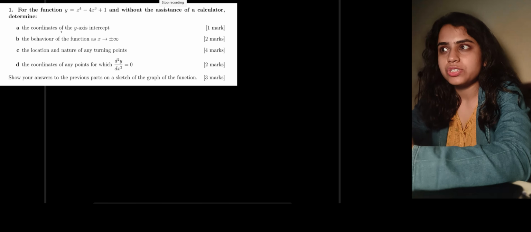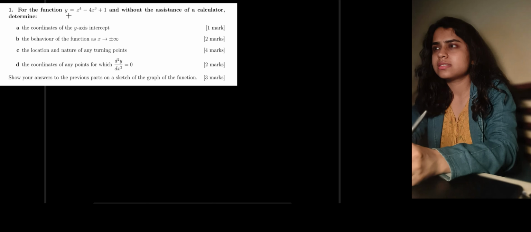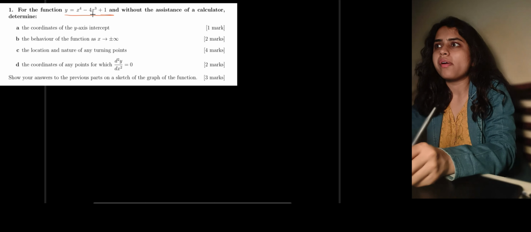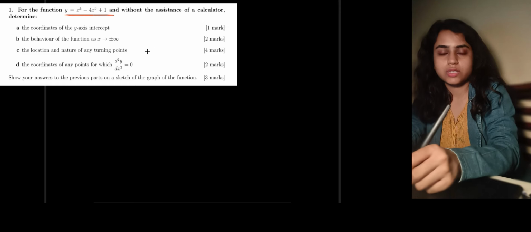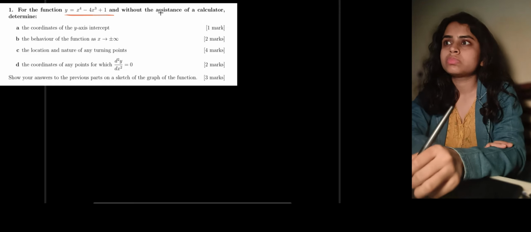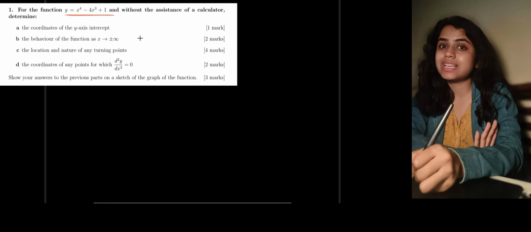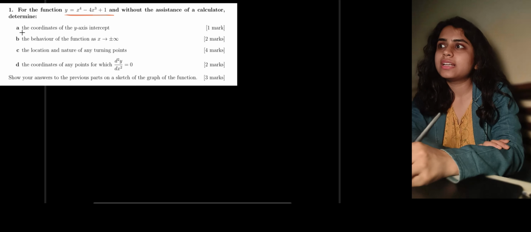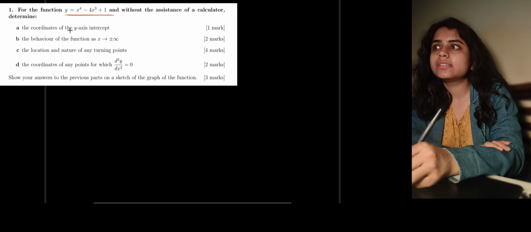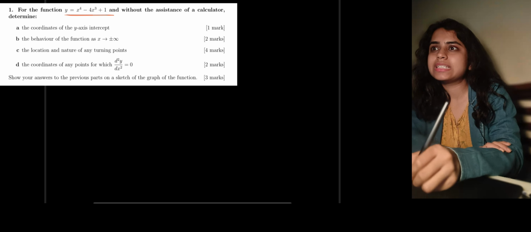So the function given to us is y is equal to x to the power of 4 minus 4x cube plus 1. We need to do this question without the assistance of a calculator, so it's a calc-free question. Then comes the coordinates of the intercepts. Okay, let's just do this.